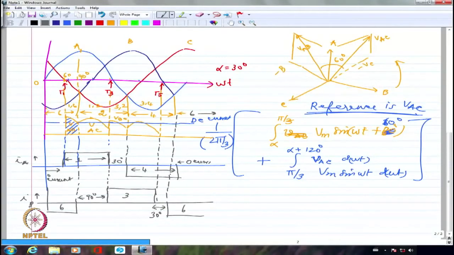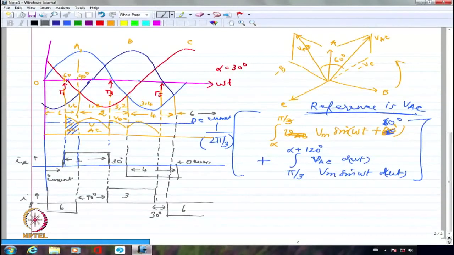right? So I am going to have the positive current duration for 120 degrees and negative current duration for 120 degrees, but they are not separated symmetrically from each other. On one side they are separated by 30 degrees, on the other side they are separated by 90 degrees, right?